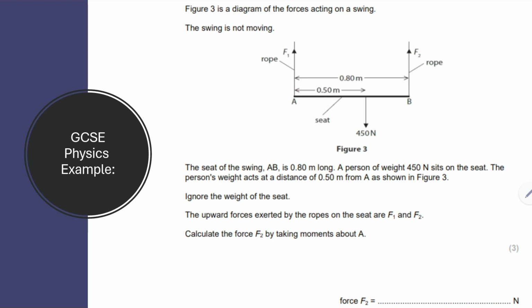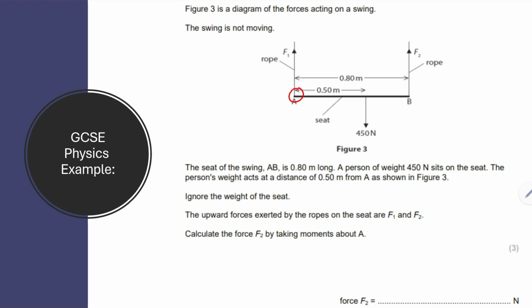The seat of a swing AB is 0.8 meters long. A person of weight 450 newtons sits on the seat. The person's weight acts at a distance of 0.5 meters from A, as shown in figure 3. The upward forces exerted by the rope on the seat are F1 and F2. Calculate the force F2 by taking moments around A.